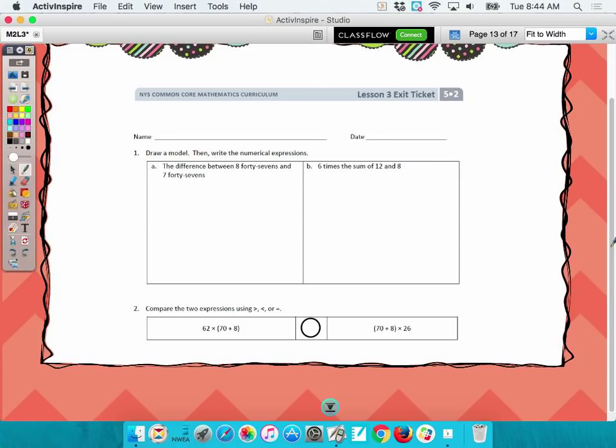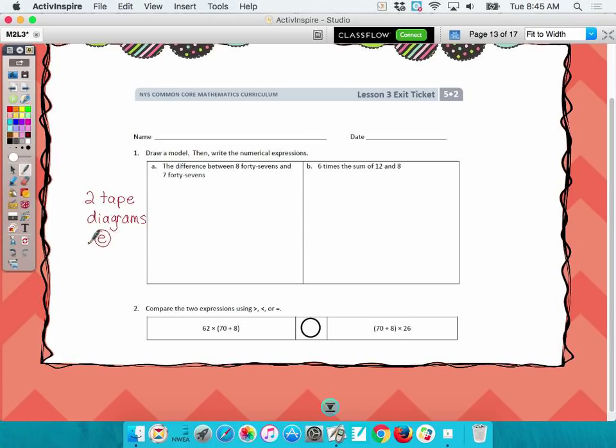Okay, it says the difference between 847s and 747s. This one, you would probably draw 2 tape diagrams. And that is like E on the very front. So there's your little note.